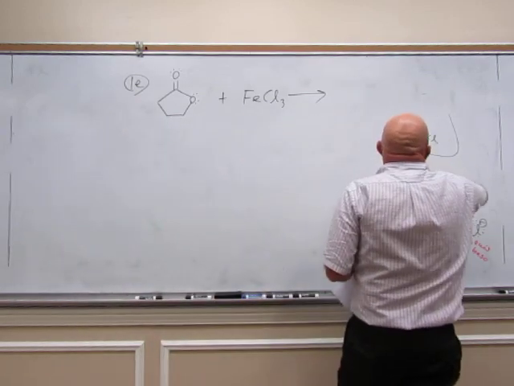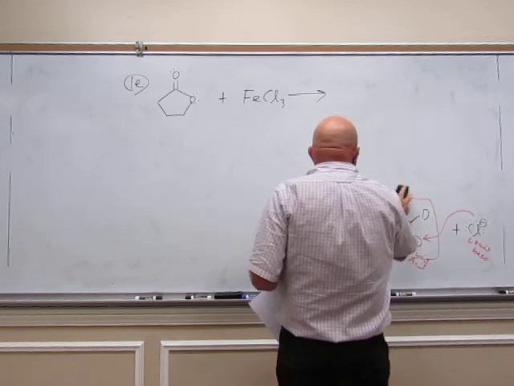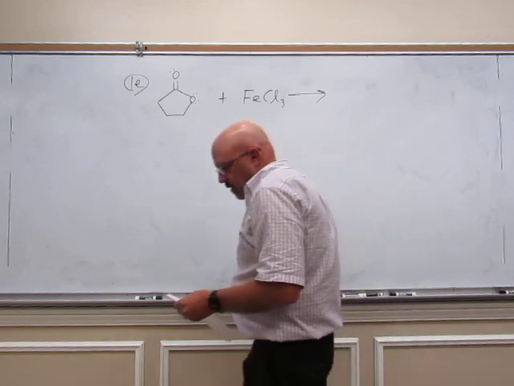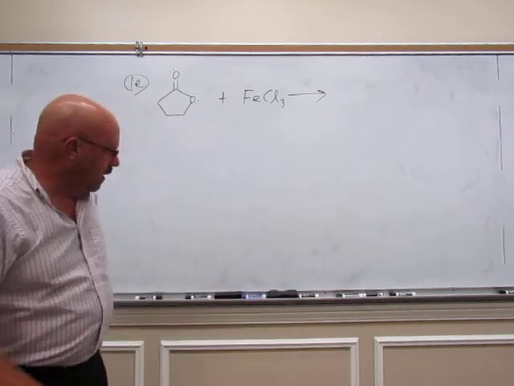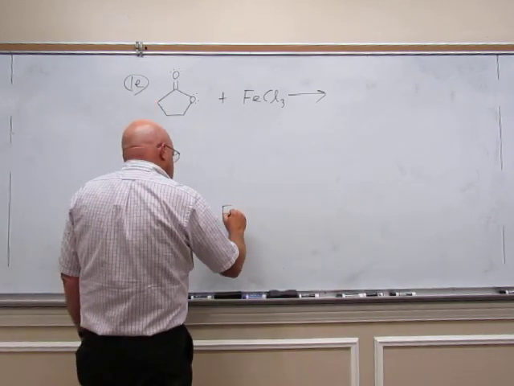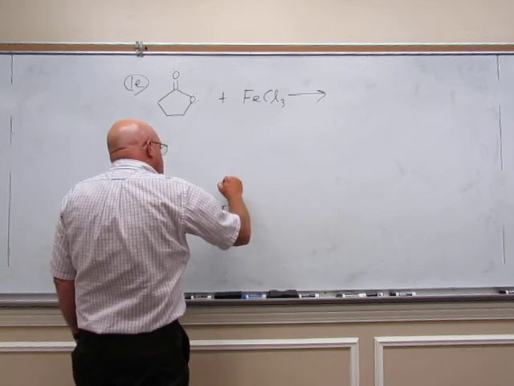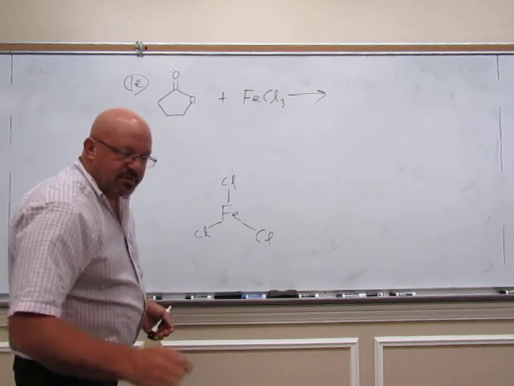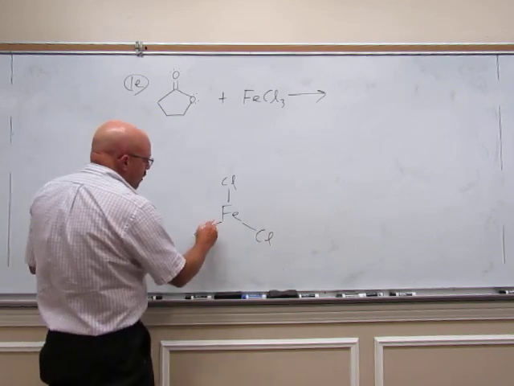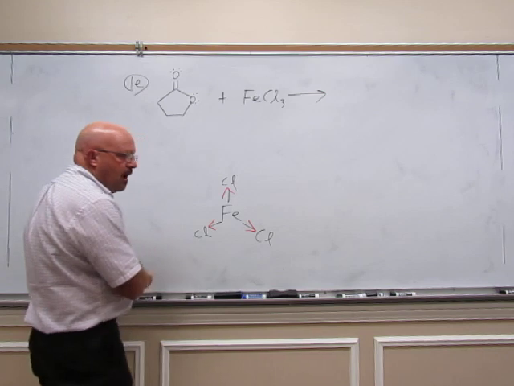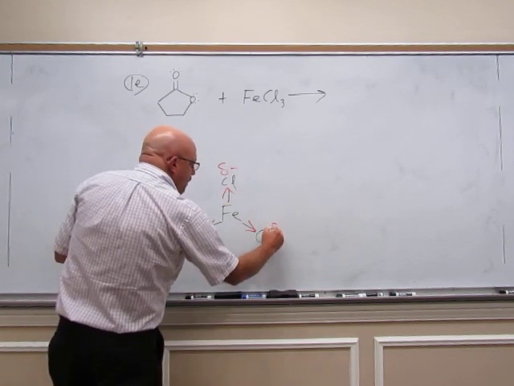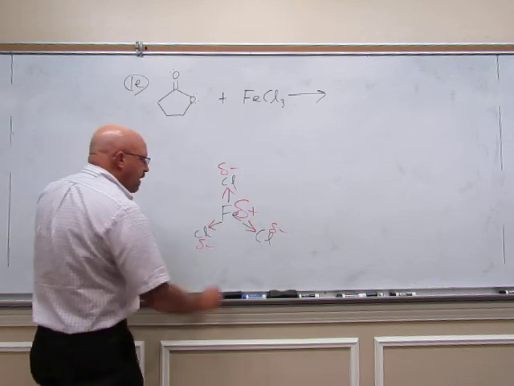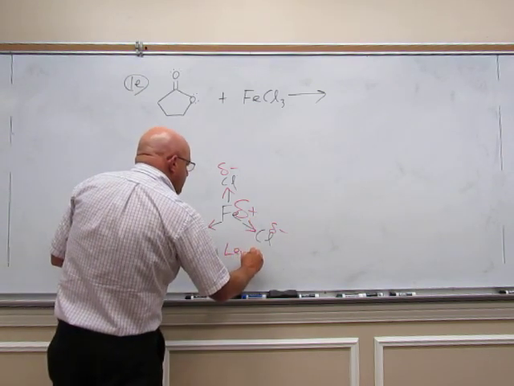Looking at the next one, let's see what we can identify. Got to figure out what's the acid, what's the base. Iron chloride. That iron chloride, 3 chlorines around the iron. Those halogen atoms are all pulling electrons away from the iron. Partial negatives on all the chlorines. Big old partial positive on that iron. This is a Lewis acid.